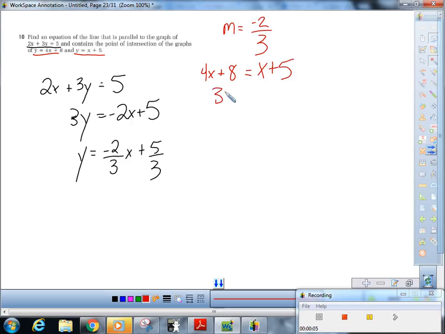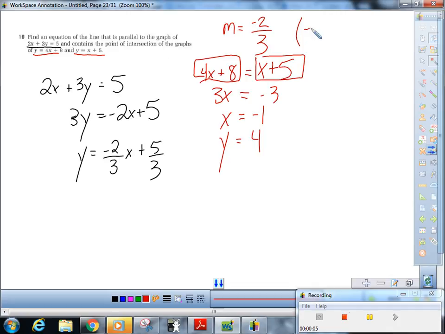So you get 3x equals negative 3. So x is negative 1. So y, if you just put it into this, it better be the same thing as this, right? So it should be 4. And it is either way. So now we know that the point is negative 1, comma 4.